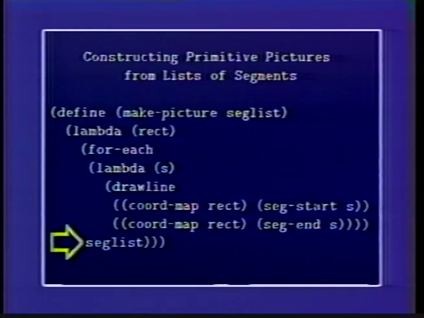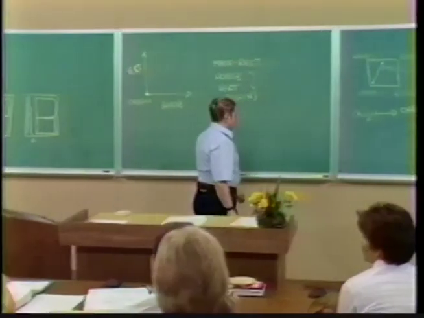And now remember again, a picture is a procedure that takes a rectangle as argument. So when you hand it a rectangle, this is what it does. Draws those lines. Right, so there's how to actually use this thing. Let's make it a little bit more concrete.